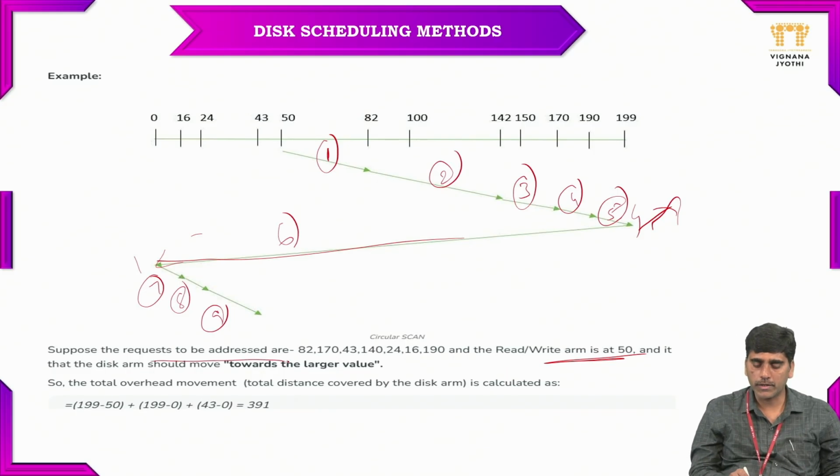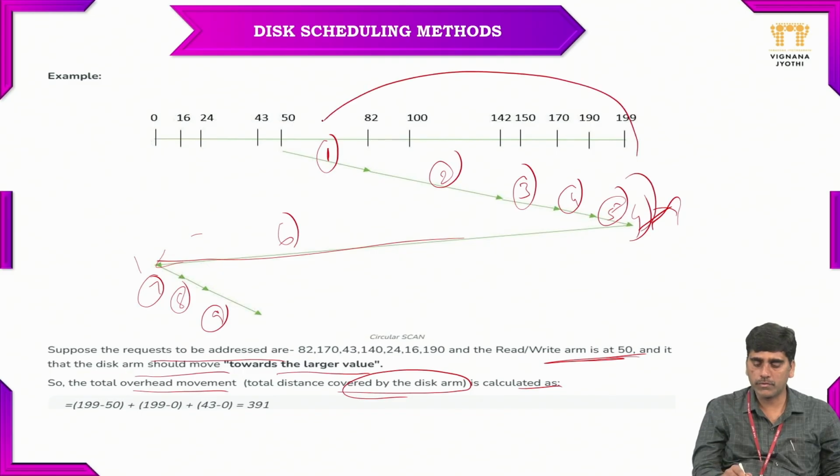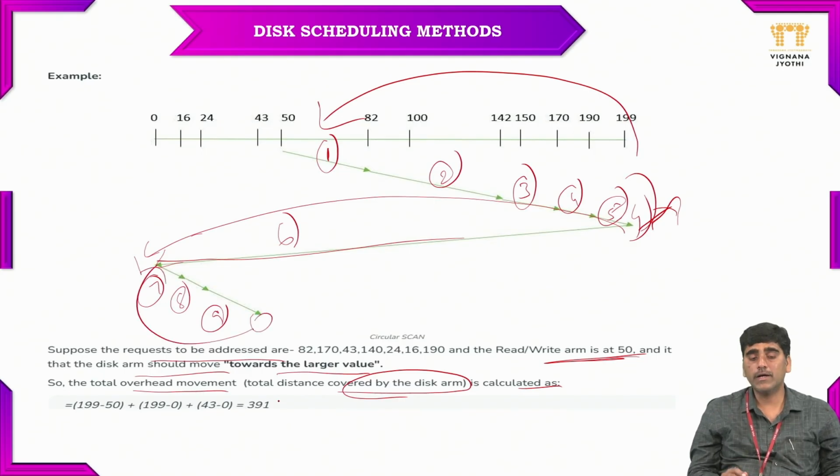Suppose the requests to be addressed are 82 and so on, and the read arm is at 50, and the disk arm should move towards the larger value, as it is a scan algorithm. The total overhead movement, the total distance covered by the disk arm, is calculated as 199 minus 50 plus 199 minus 0 plus 43 minus 0. If you calculate all this, we get 391 as the total overhead movement.